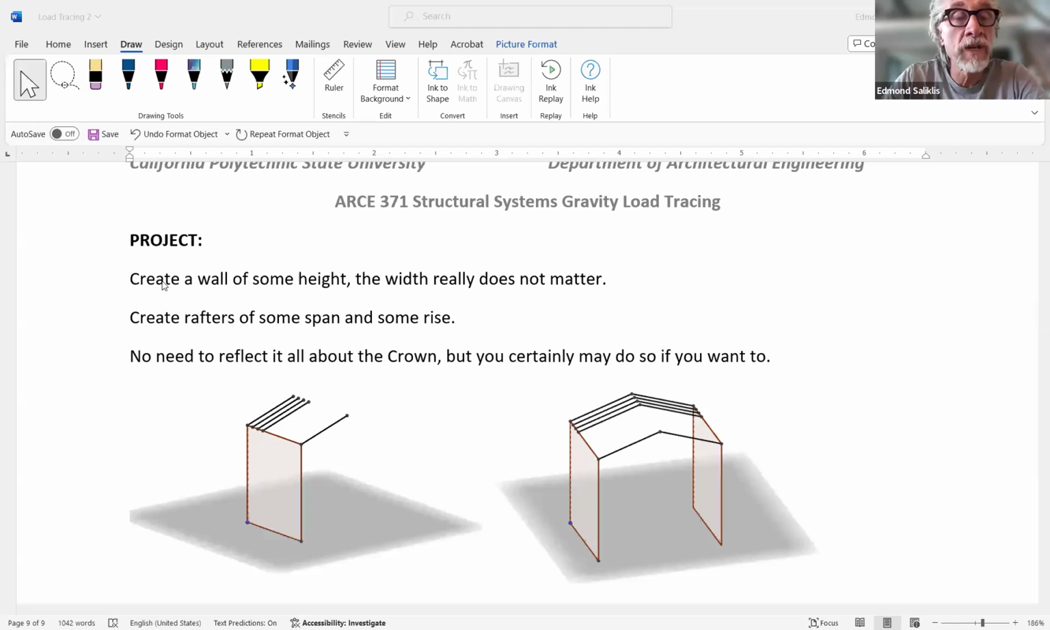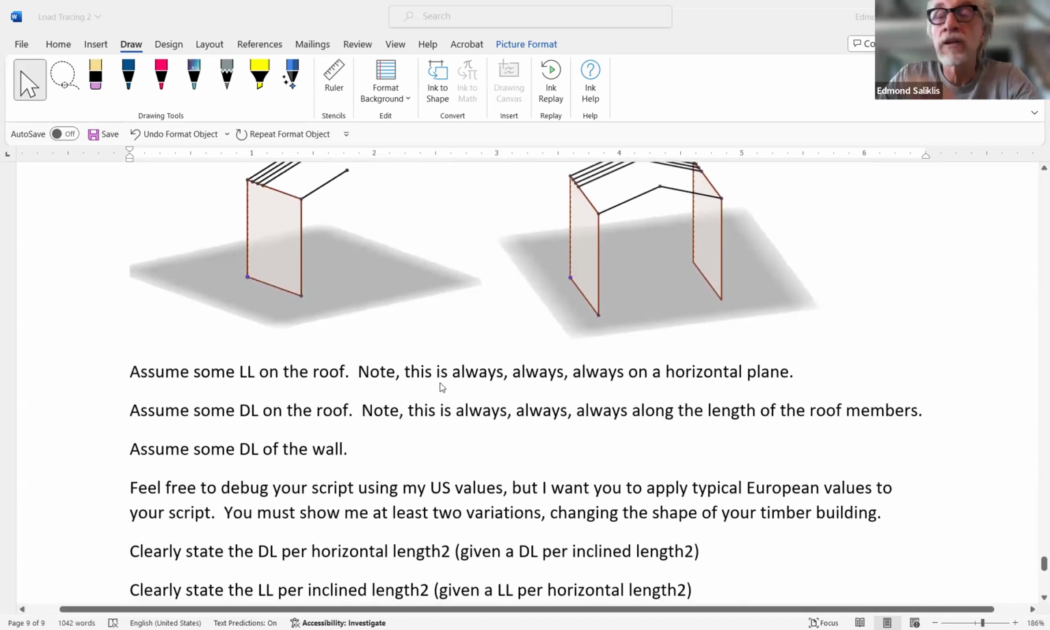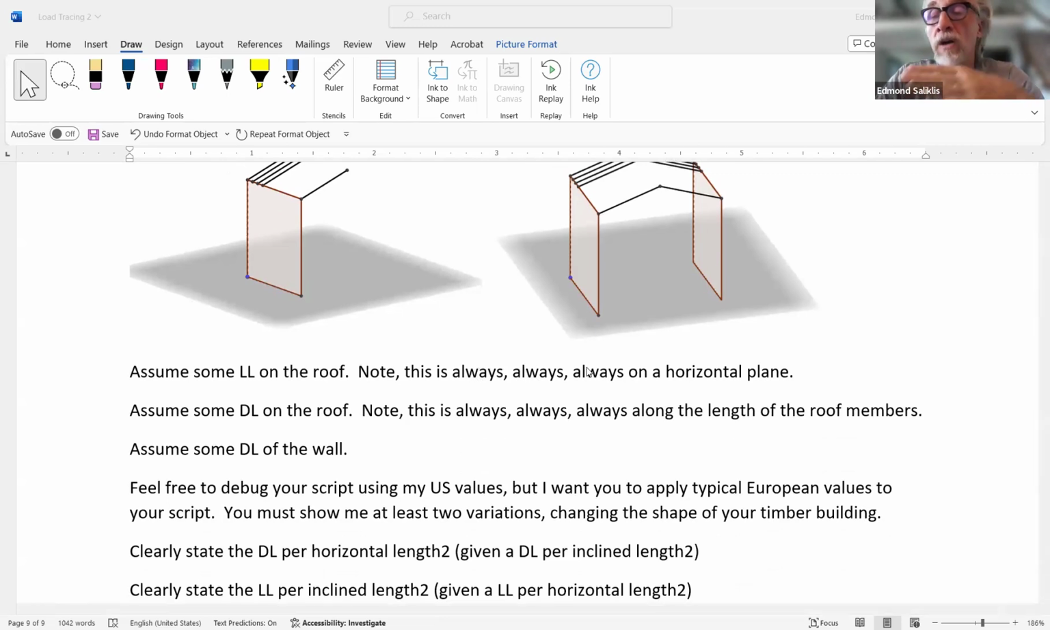So here's your project. Create a wall of some height. The width does not really matter. Make something up. Create these inclined beams. Then assume some live load on the roof. That is always, always, always on the horizontal plane. Assume some dead load on the roof. That is always, always, always on the inclined plane. Assume some dead load of the wall. That's force per length squared.